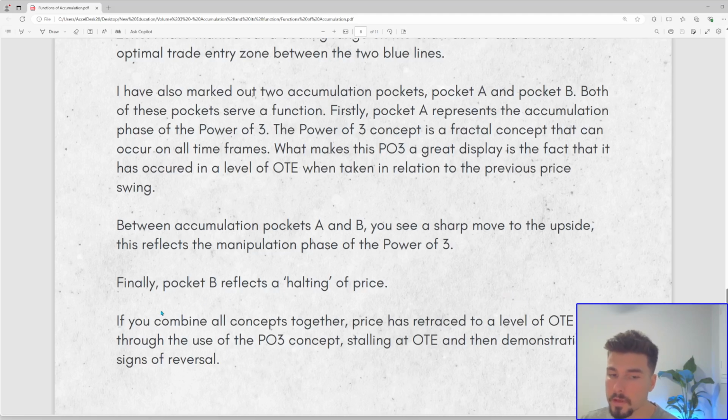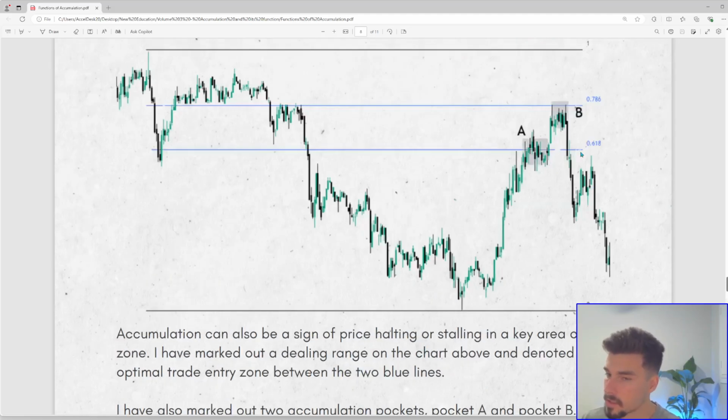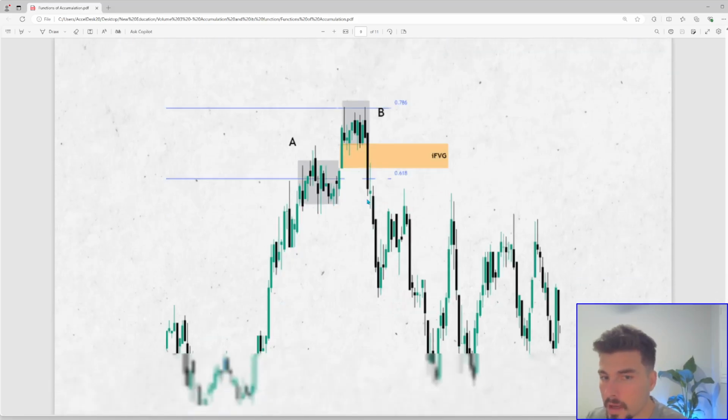Pretty much, if you combine all these concepts together, price has retraced to a level of OTE through the use of the power of three, and we've had more accumulation at OTE, stalling, showing that price doesn't want to continue higher anymore. Hopefully that makes sense, right? So we're putting all these concepts together. Again, accumulation, manipulation, distribution, accumulation, manipulation, halting of price. That's what this accumulation functions as.